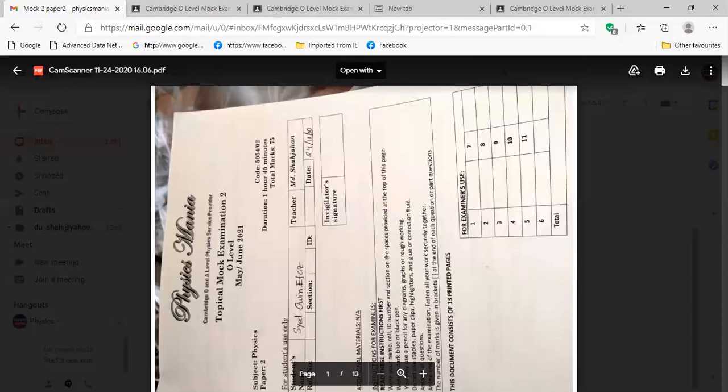So, sir, will I see the total marks of paper one and paper two? You just take a snap and send me the first page, the cover page, on my messenger. Okay, sir. Then I will get it.